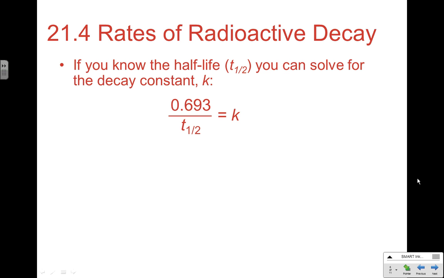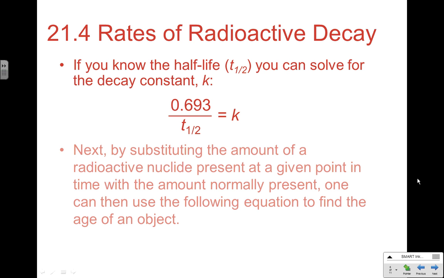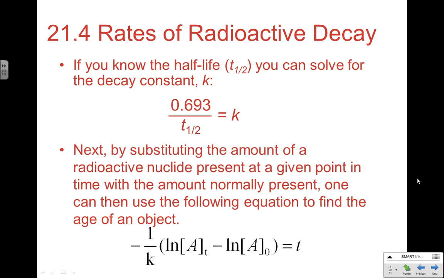So if you know the half-life, so we know that it takes 1,000 years for it to decay, we can plug that in and we can calculate the rate constant or decay constant k. So by substituting the amount of a radioactive nuclide present at a given point in time with the amount normally present, one can then use the following equation to find the age of an object.